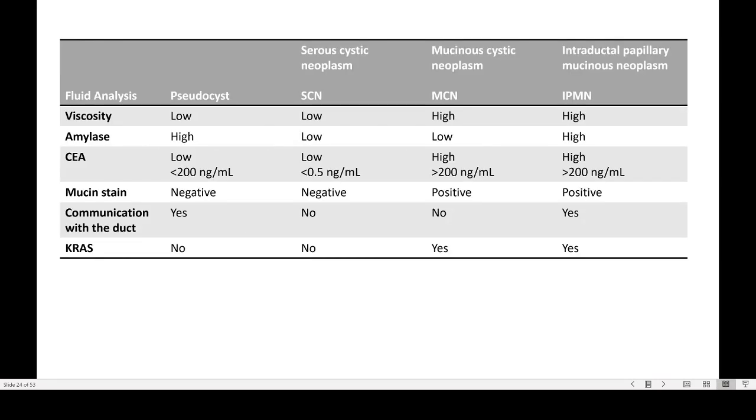And I'll go through the cystic masses. So I think part of the reason why this is such a difficult topic for a lot of people is because there are so many things to remember, right? Viscosity, amylase, mucin, communication, KRAS. I think the key to successfully remembering and being able to distinguish them is to minimize the number of things you have to know. So after staring at this chart for a long time, I found that it becomes easier if you know that, number one, there are a finite number of things they can ask you about.